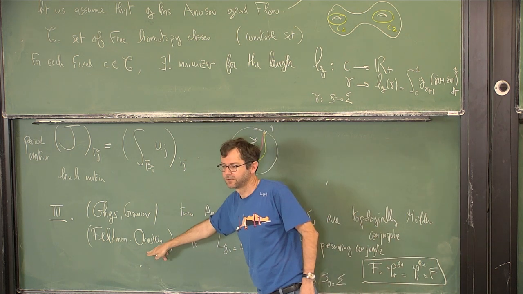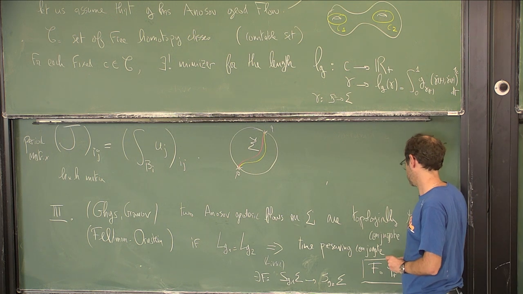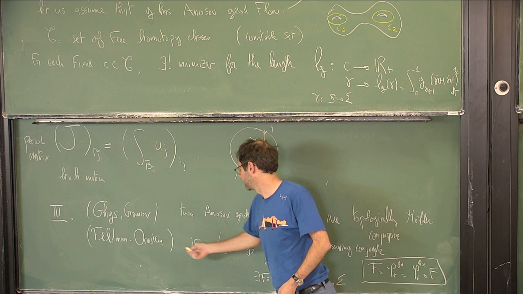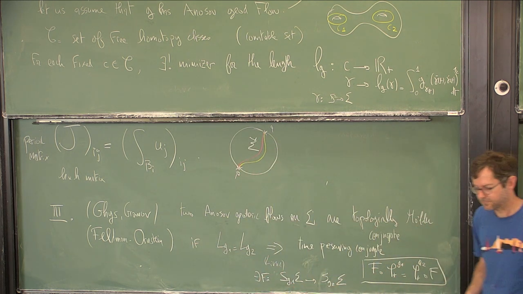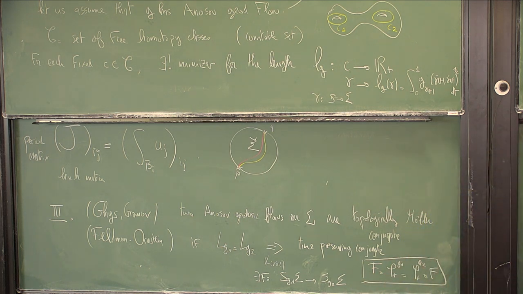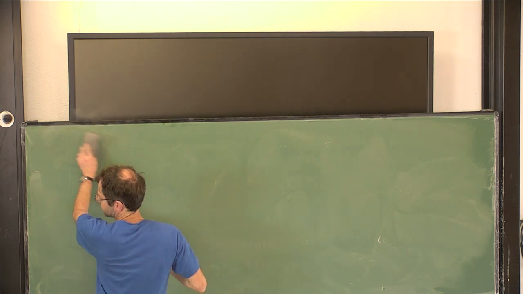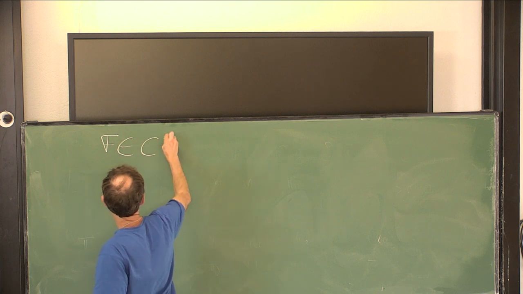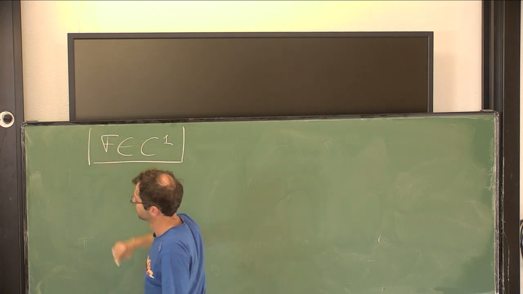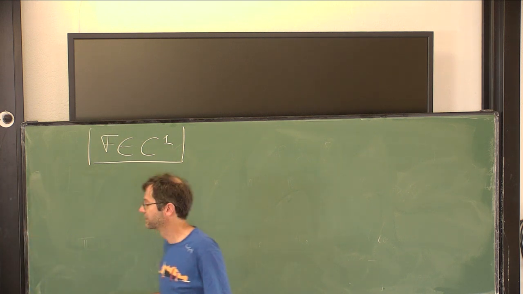But now Feldman and Ornstein prove something more. They prove that this conjugacy is actually quite regular, C1. One has to check that this conjugacy preserves the contact structure, but they prove that this F is C1. This is a result of Feldman and Ornstein.